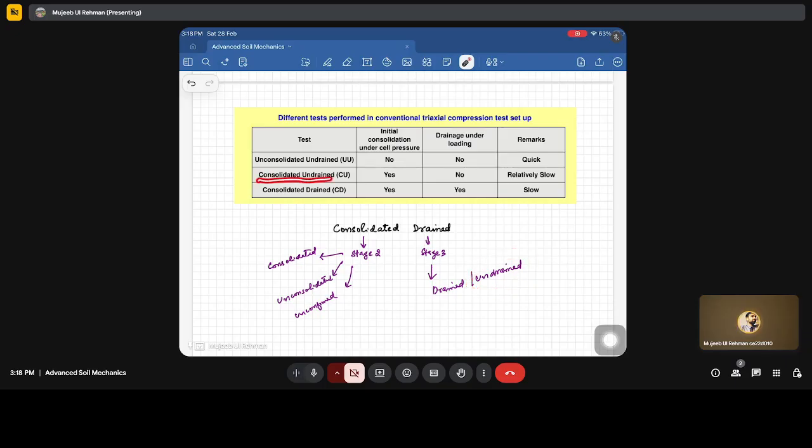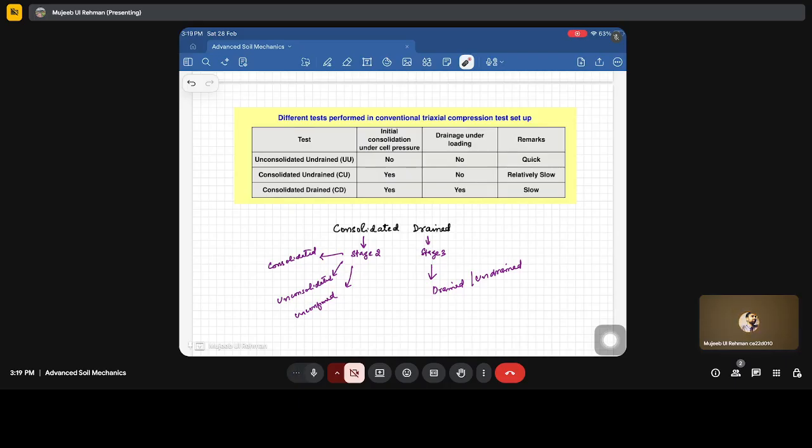Now the consolidated undrained test means that water is allowed to drain during the consolidation process, so we are allowing the sample to consolidate under a cell pressure. Undrained means that during the shearing stage we turn off the drainage valves, so there is generation of pore water pressure. Now the third test is the consolidated drained test. Here we allow the sample to consolidate under the cell pressure, and during the shearing stage also, due to the application of the load, we allow the water to escape out from the soil.